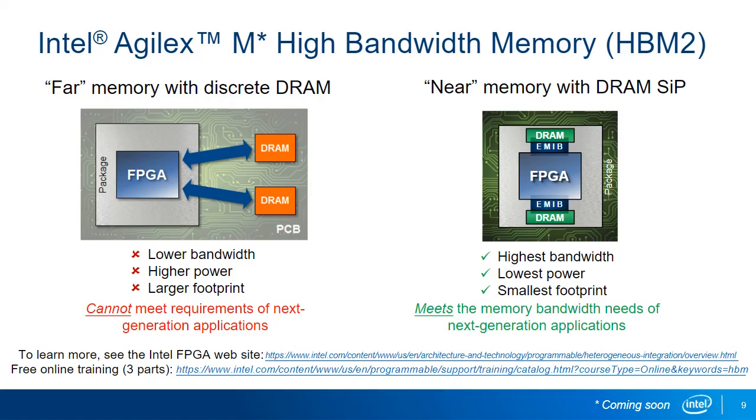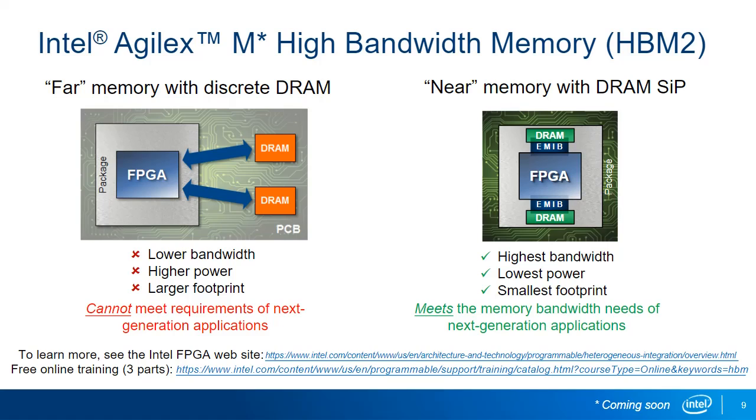HBM2 has a small footprint and low power requirements compared to traditional DRAMs, so it can be coupled directly to the host die, eliminating the need for external board traces and termination. You can see on the right how the HBM2 DRAM is located within the package and interfaces to the FPGA through an on-die interconnect bridge called the Embedded Multi-Die Interface Bridge, or EMIB for short.